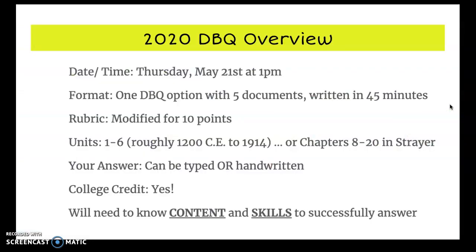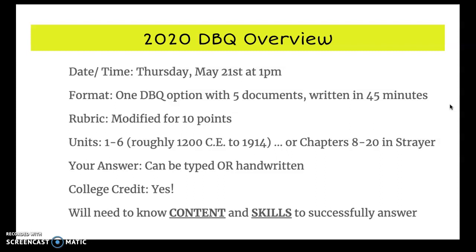Remember, this is a modified test, and so I want to give you one more quick overview of what this test exactly is going to look like. So again, it's going to happen on Thursday, May 21st, 1 week from the original date, at 1 o'clock. There is no option, asterisk, we'll talk about it later, of taking it at a different time. Okay, so 1 p.m. This is not like your other online classes where you can take things at any time you wish. 1 p.m. It is a 45-minute modified DBQ with only 5 documents.